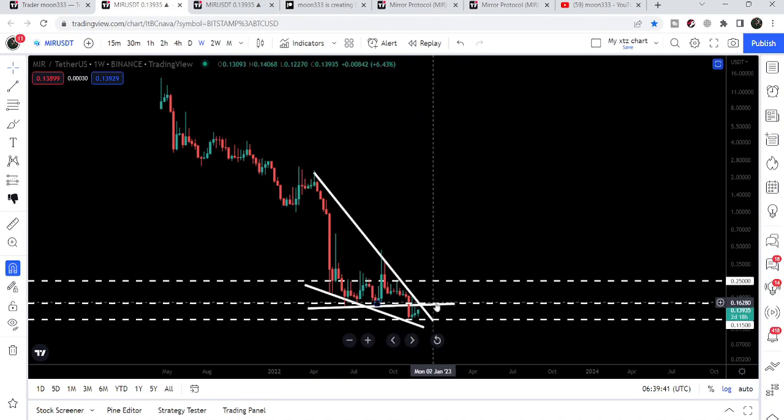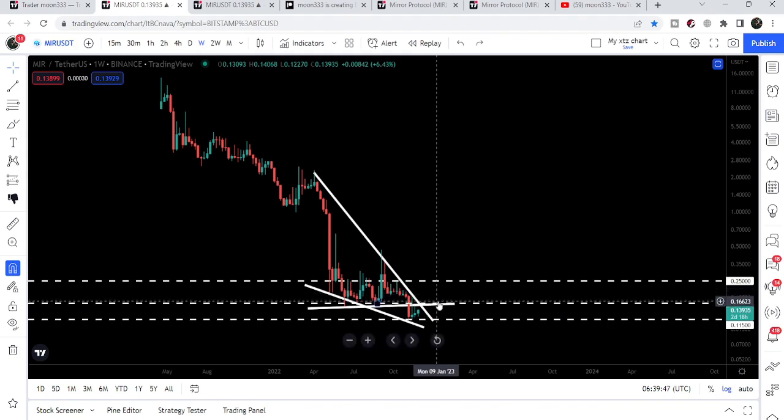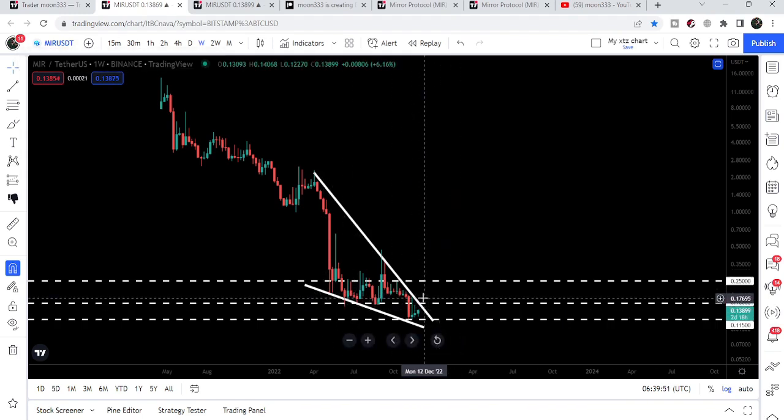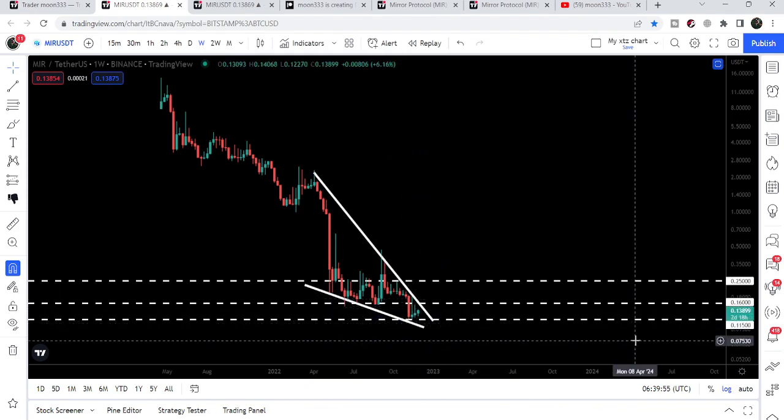And you can see now the price line has again bounced from the support of this newly formed falling wedge pattern, and is very close to breaking the resistance of this falling wedge pattern. We also have our key support here at 11.5 cents.